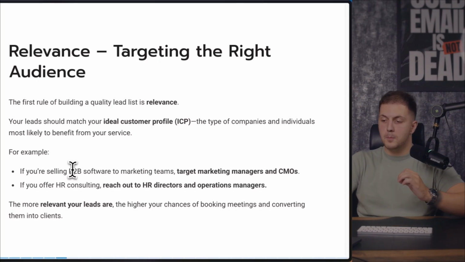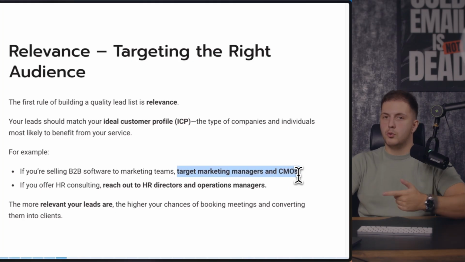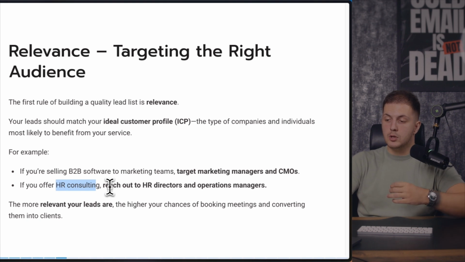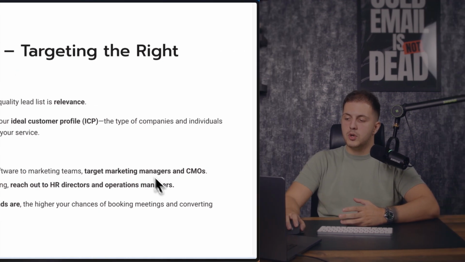For example, if you're selling B2B software to marketing teams, then you should target marketing managers, CMOs, marketing directors, and so on. And if you offer HR consulting, for example, then you need to reach out to HR directors, operations managers, and so on. So you can't mix the two. Based on what your service does and what your offer is, you find your ICP. One of the easiest ways to define your ICP is to look at your previous customers, case studies, and portfolio, and find the type of people and companies that you enjoy working with the most and that are the most profitable for your specific business.